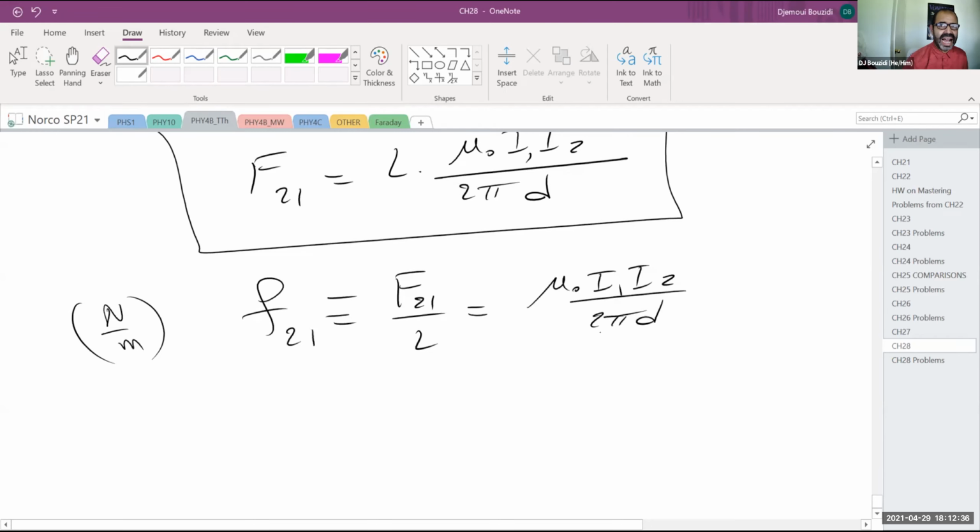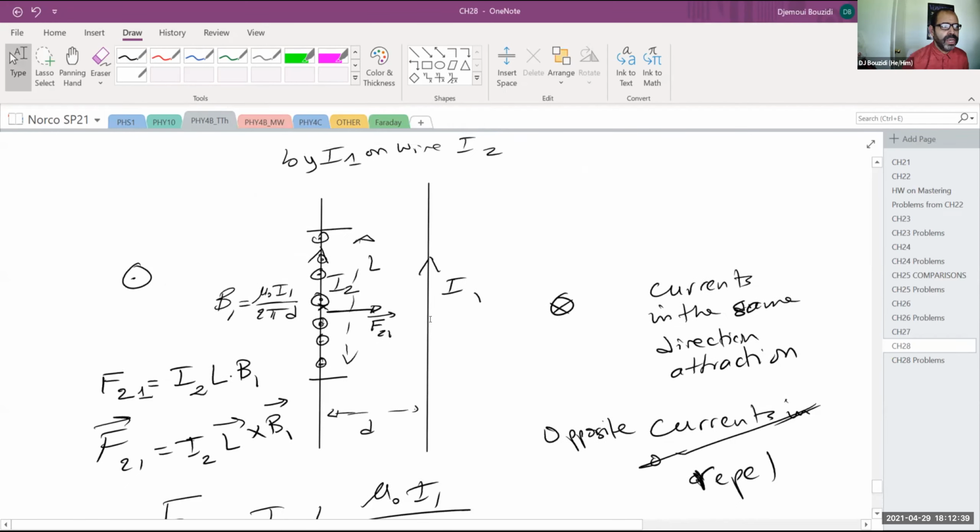Now, if you're asking whether wire 1 is subject to the force due to wire 2, absolutely. There are two reasons for it. First of all, you can do the calculation. The magnetic field in this region due to wire 2 is going to be inward, and it's going to be B2. B2, similar to the previous expression, is mu naught I2 divided by 2 pi d. Now the current is going up and the magnetic field is inward, so the force is going to be in this direction, opposite to the other one.